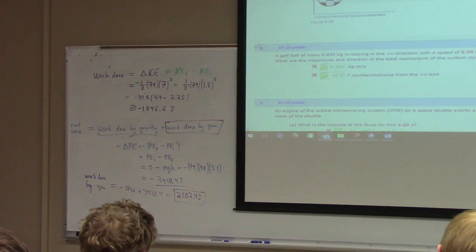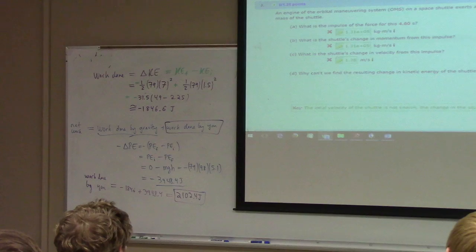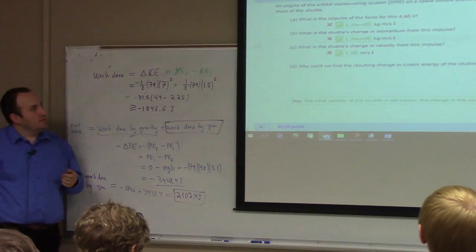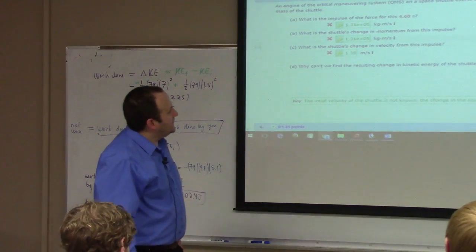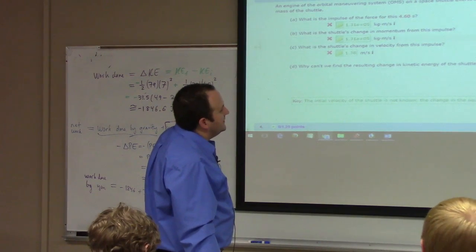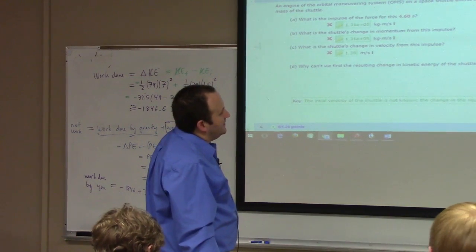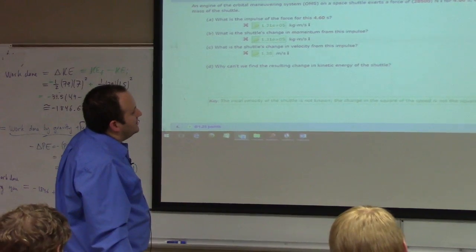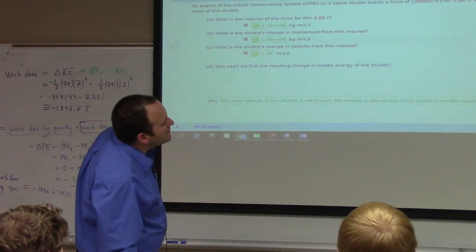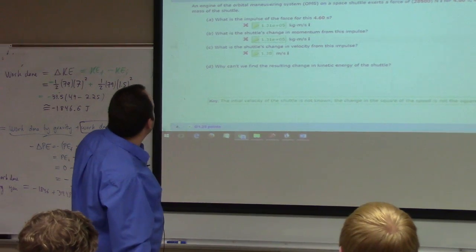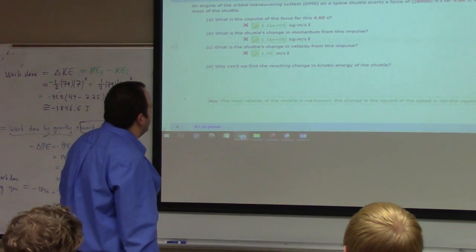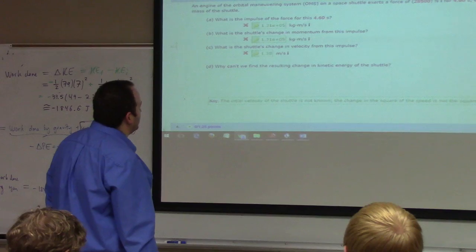The engine of an orbital maneuvering system of a space shuttle exerts a force of 28,500 newtons for 4.6 seconds, exhausting a negligible mass of fuel relative to the 95,000 kilogram mass of the shuttle. What is the impulse of the force for this 4.6 seconds?